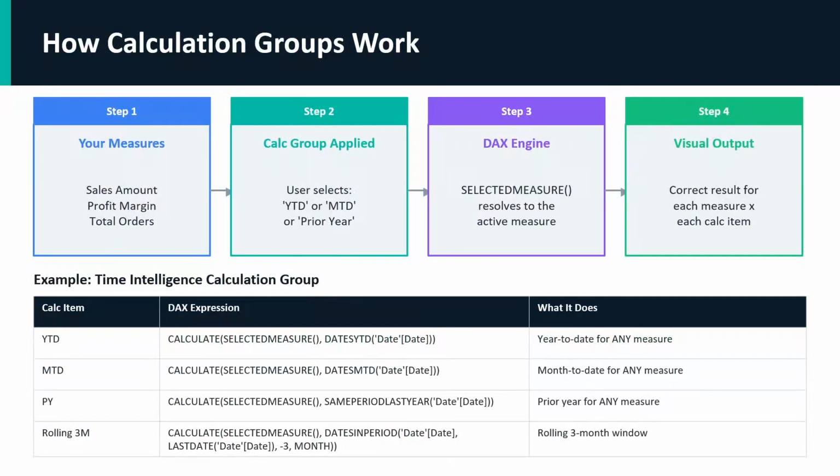Step number three is that the DAX will now process the visual. When it hits selected measure like this in the YTD item, it substitutes the selected measure with the active measure. For example, sales amount. It changes it to sales amount if, let's say, you have clicked sales amount. Then the fourth one is the visual renders sales YTD without you ever writing a dedicated sales YTD.